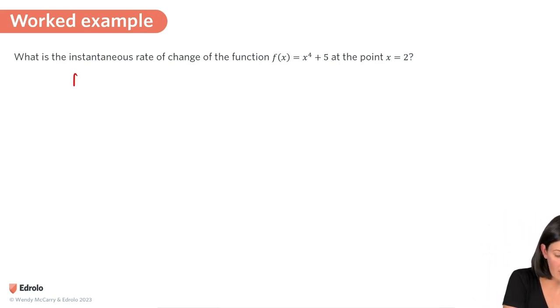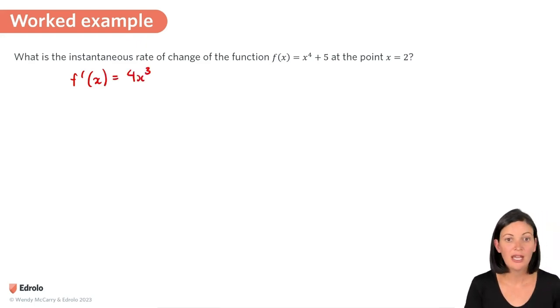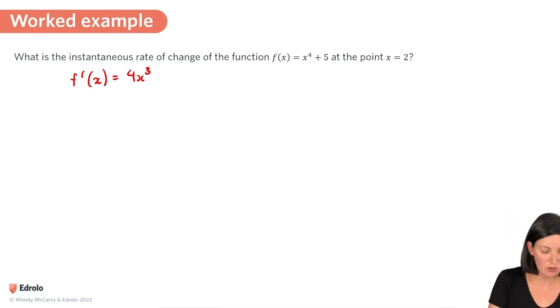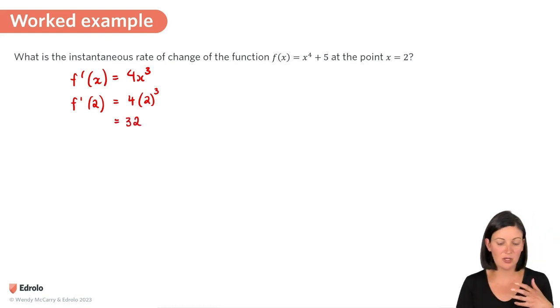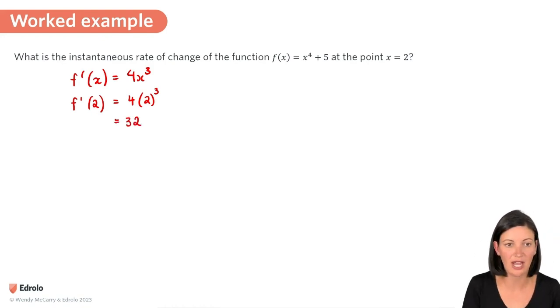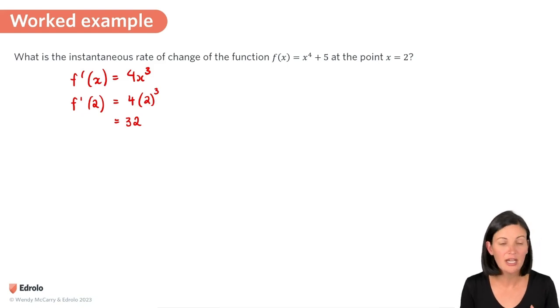So the derivative of f would be 4x cubed, just 4x cubed. And then at the point x equals 2, we would do f' at 2, which is 4 times 2 cubed. So 4 times 8, which is 32. And in this case, we don't have any units or anything like that. We're just dealing with an abstract function.